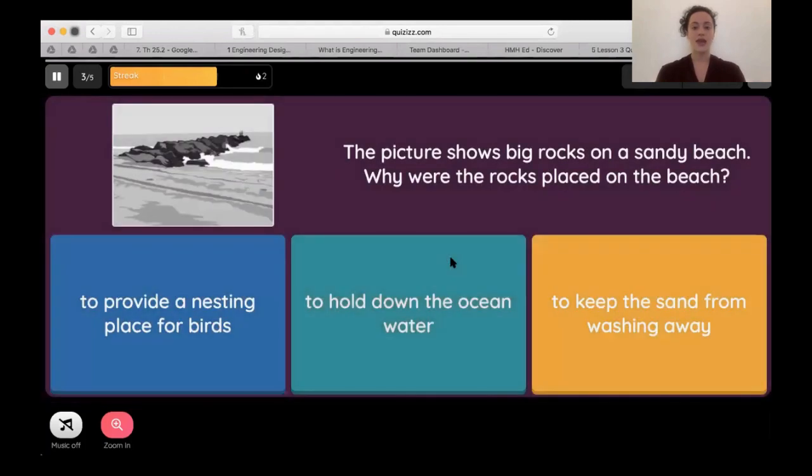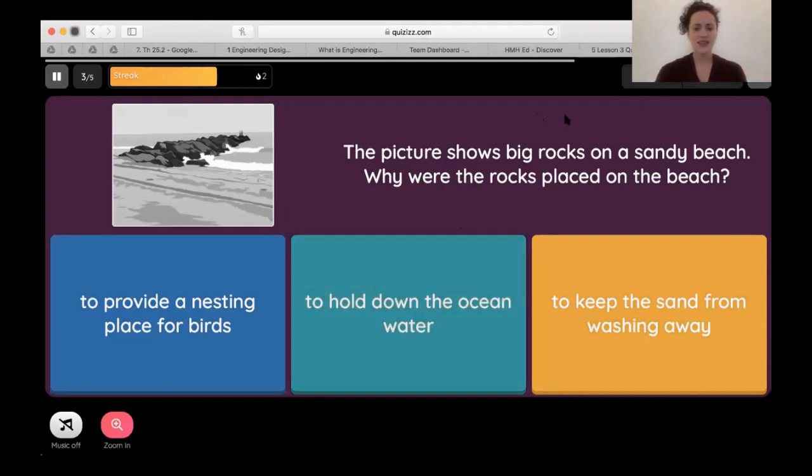Okay, number 3, this picture shows big rocks on a sandy beach. Why were the rocks placed on the beach? Think about why we would put rocks on a beach. Casper, what do you think? To keep the sand from washing away. Exactly. Remember, the waves make erosion.